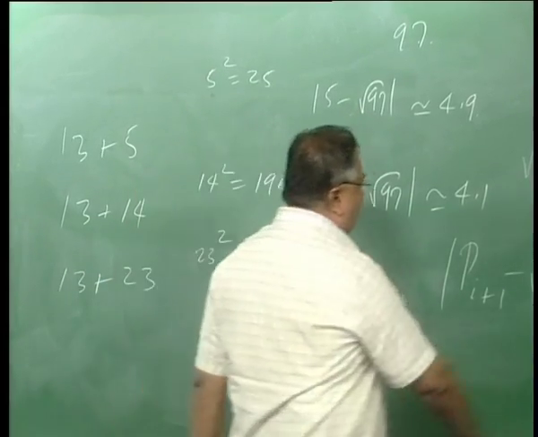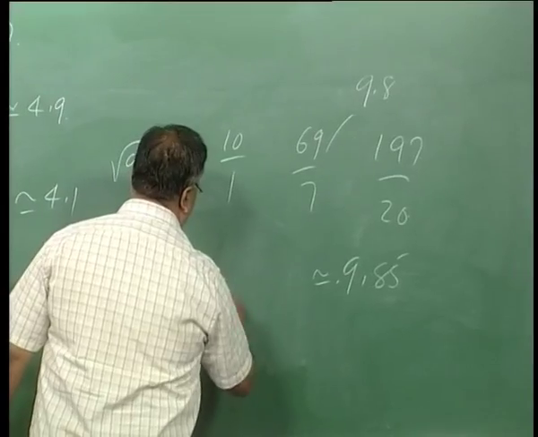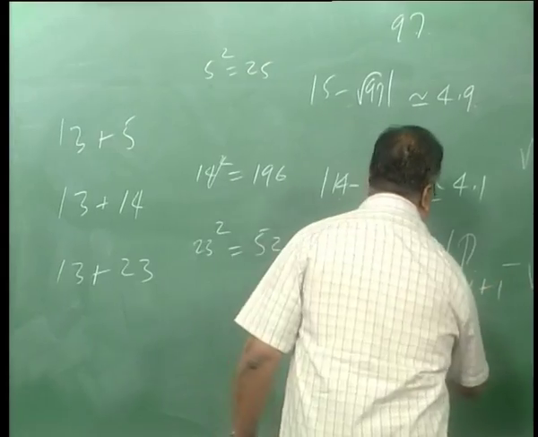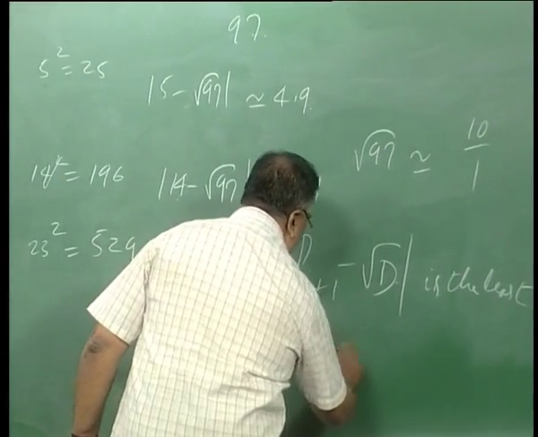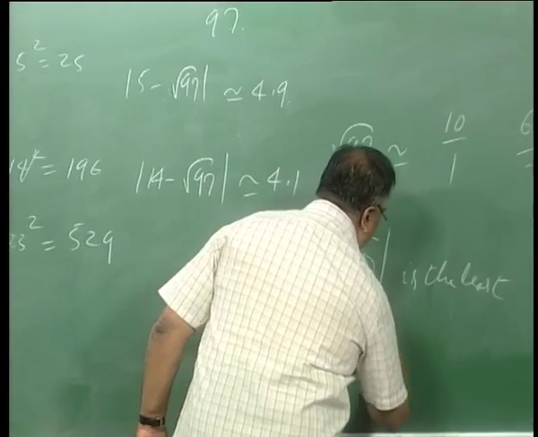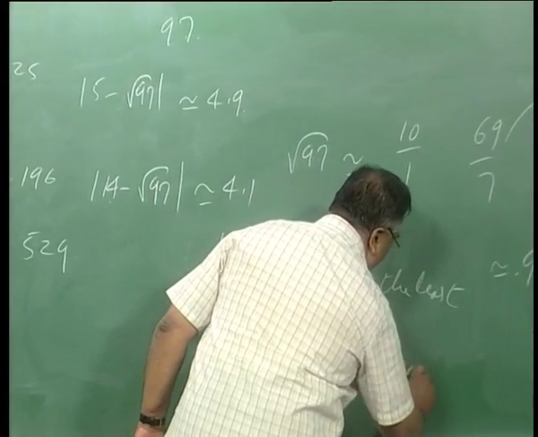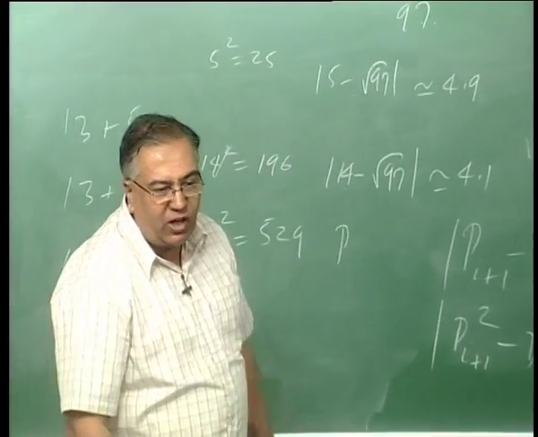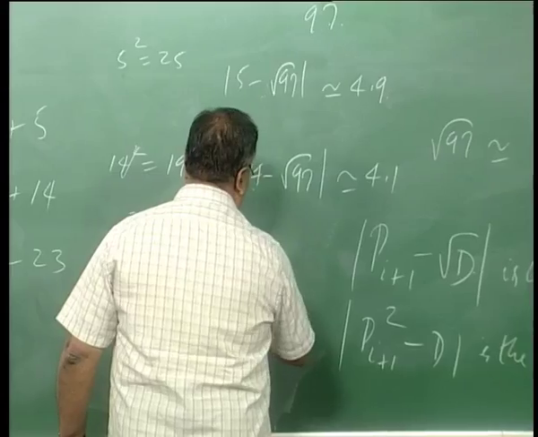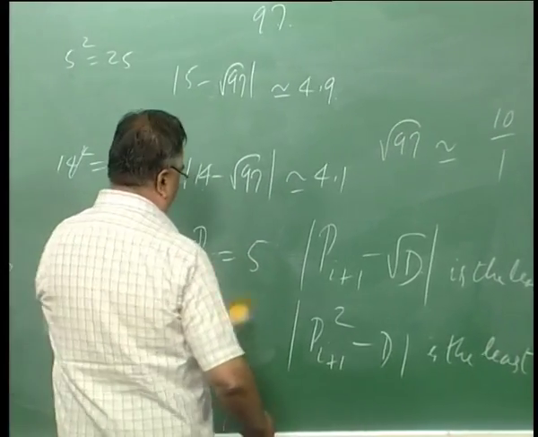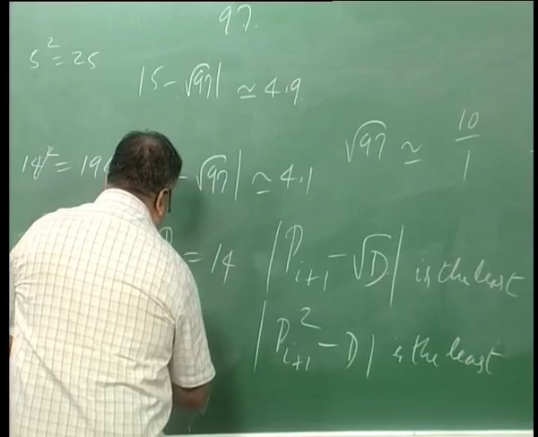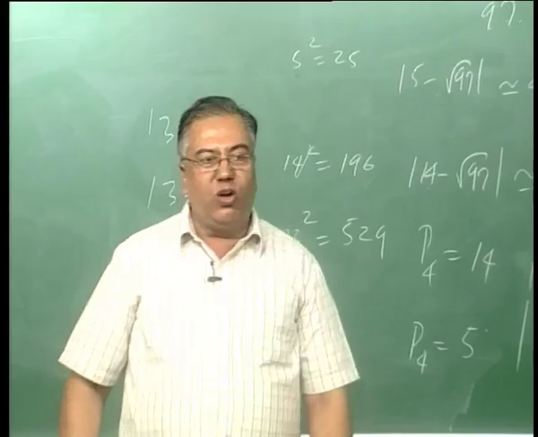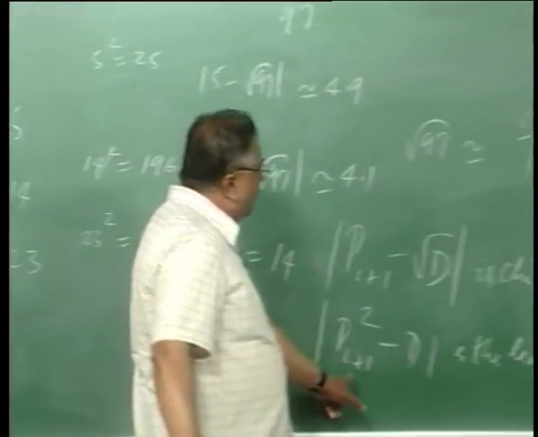So, if your condition is that this is the least, then you pick this. So you will get P4, the step we are doing: P4 is equal to 5 in this case, and 14 in the other. Do you understand what I am saying? This is the Bhaskara condition.